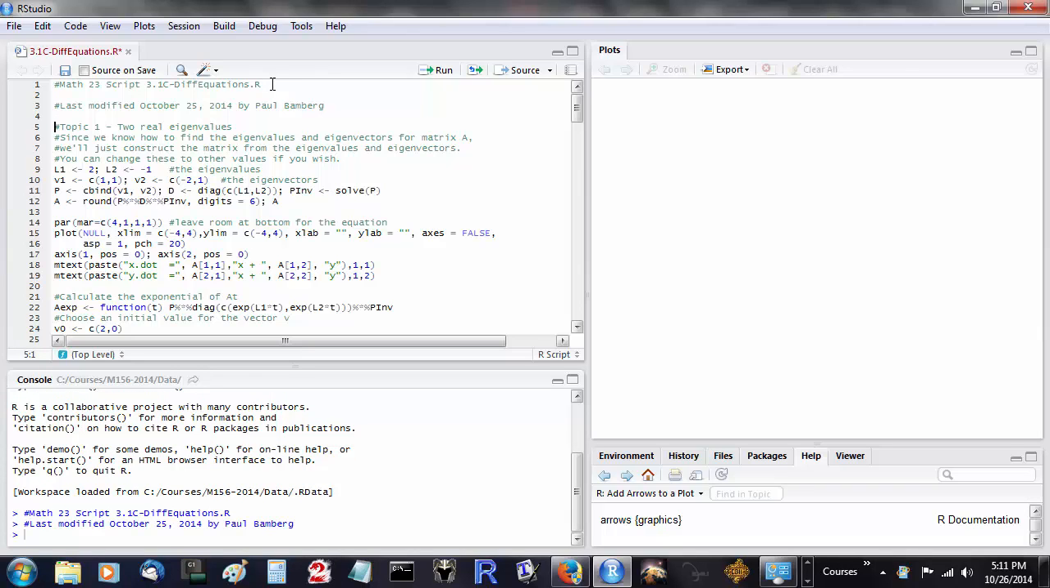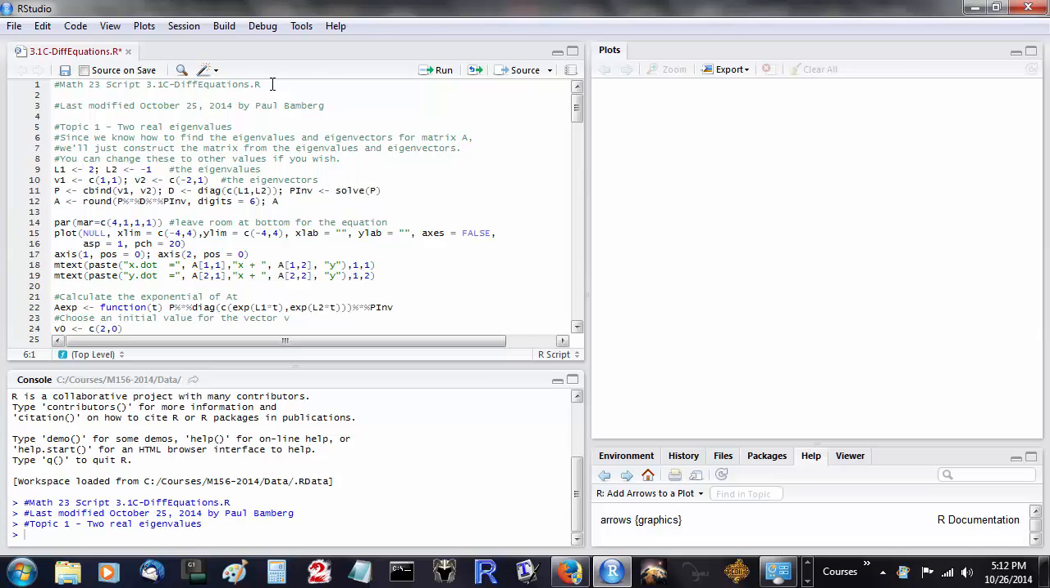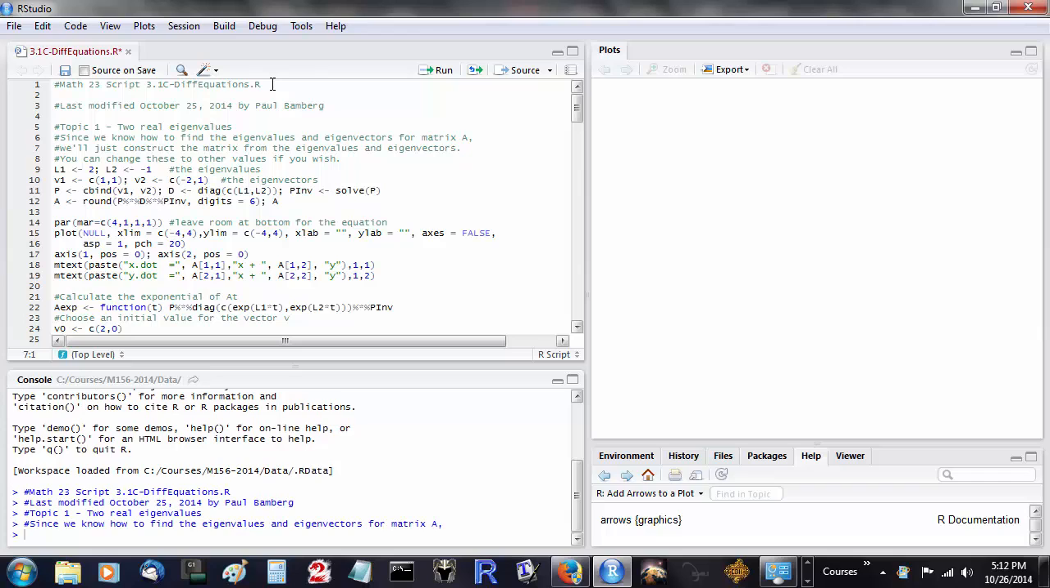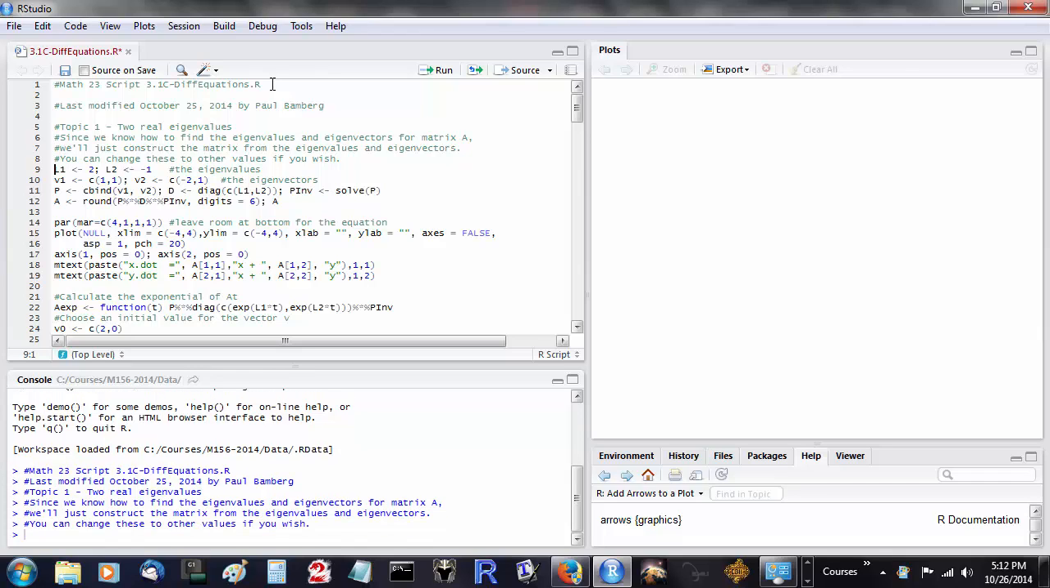First, let's start with the case where we have a 2 by 2 matrix A with two real eigenvalues. You all know how to calculate the eigenvalues and eigenvectors for a matrix, so I'm going to construct the matrix A from the eigenvectors and eigenvalues. Then you can change these to other values. So I'm going to make a matrix A that has two eigenvalues, 2 and -1.